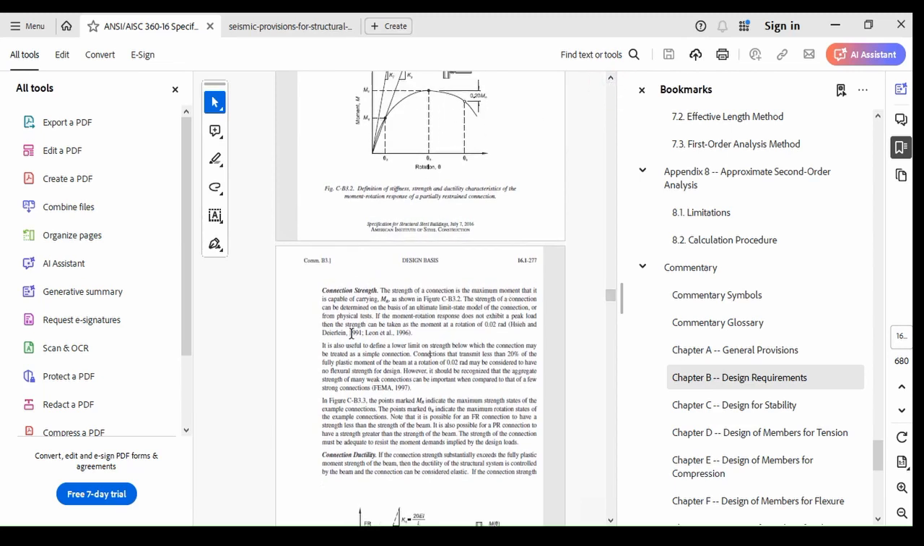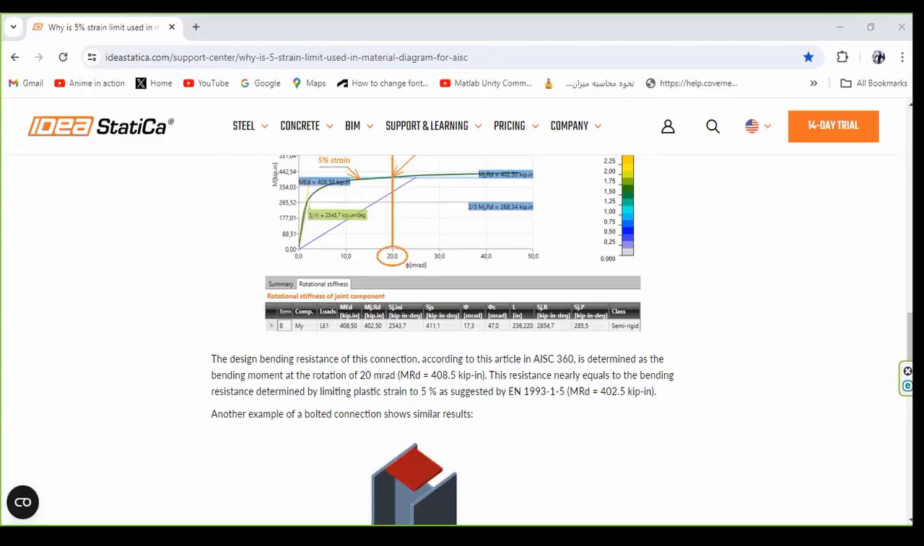The strength of a connection can be determined on the basis of an ultimate limit state model of the connection or from physical test. If the moment rotation response does not exhibit a peak load, then the strength can be taken as the moment at a rotation of 0.02 radian. There is also an explanation why IDEA uses a 5% strain limit to pass plates. You can find it here. This is from a website, ideastatica.com. You can find it at this address here.